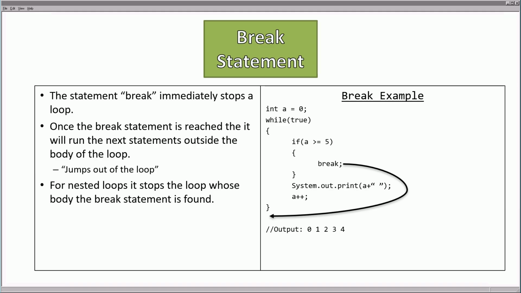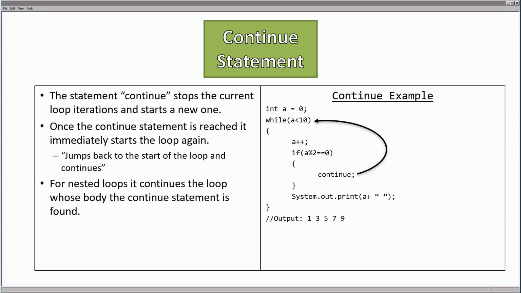Now, in a situation where we have nested loops, the break statement only breaks where it is found in the body. So if it's in the innermost loop, it only breaks the innermost loop. A similar kind of statement is the continue. What this does is it stops the current loop iteration and then restarts a new one. So instead of jumping out of the loop, when the continue statement is reached, it jumps back to the start of this loop and starts running it again.